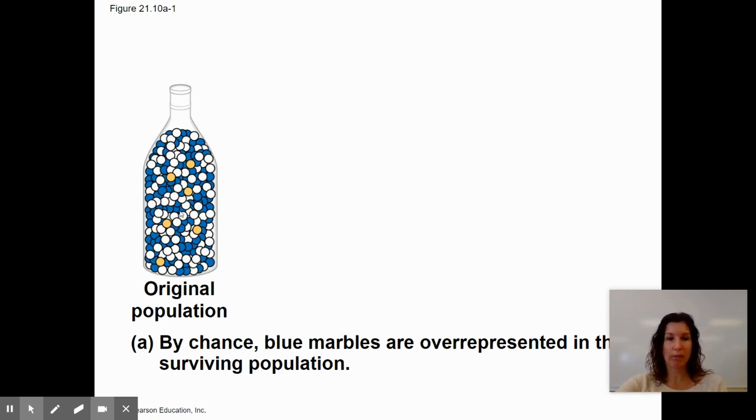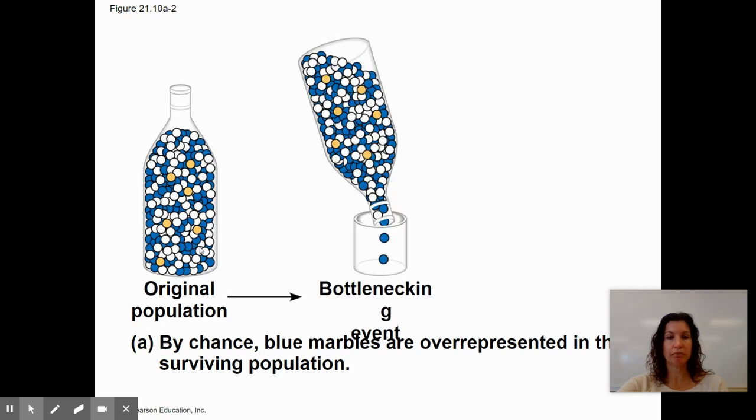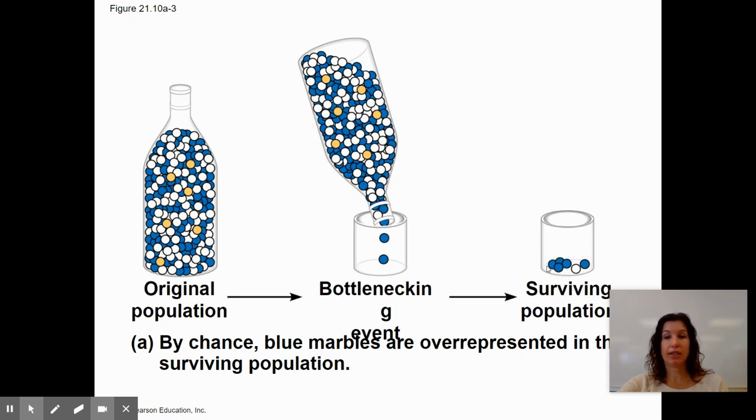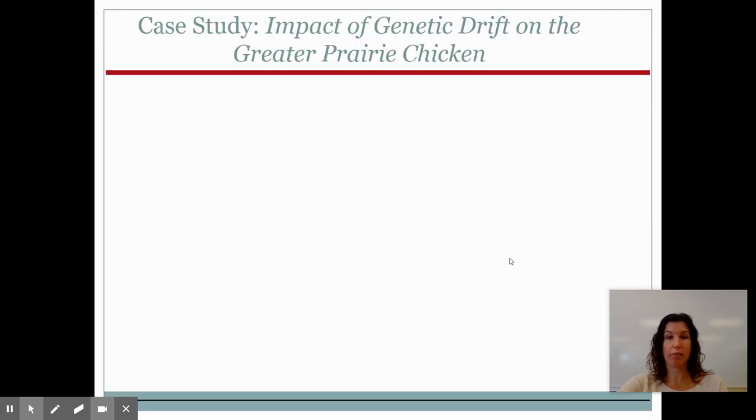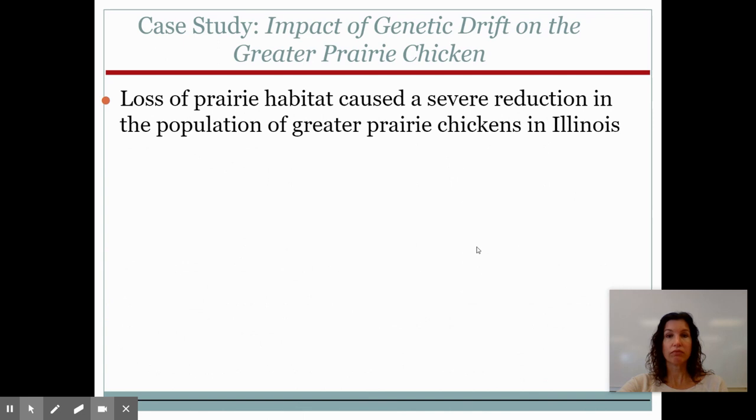So we have our original population here. You can see there's diversity. And then here's the bottlenecking event. It could be something like mass killing, and we have this bottlenecking effect. Then you can see the surviving population does not have some of that diversity. All of these organisms are the only organisms left to repopulate. So not a lot of genetic diversity at all.